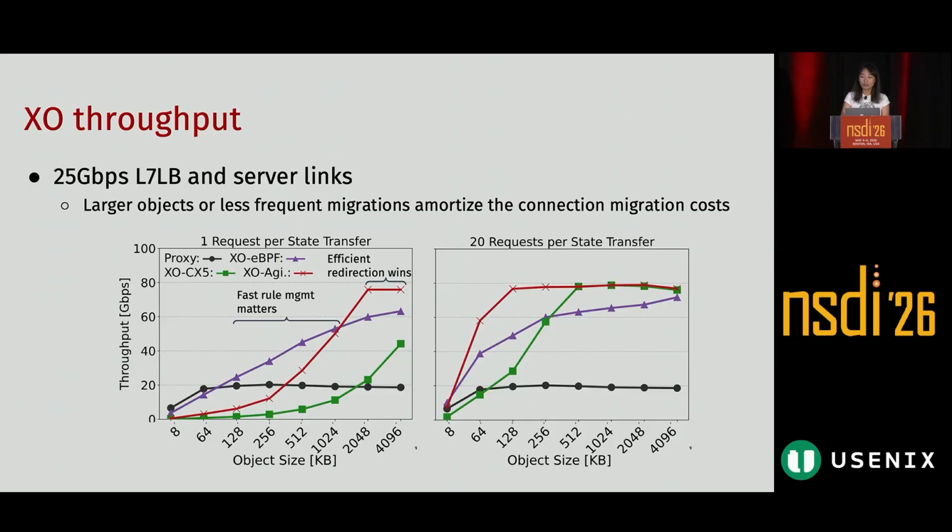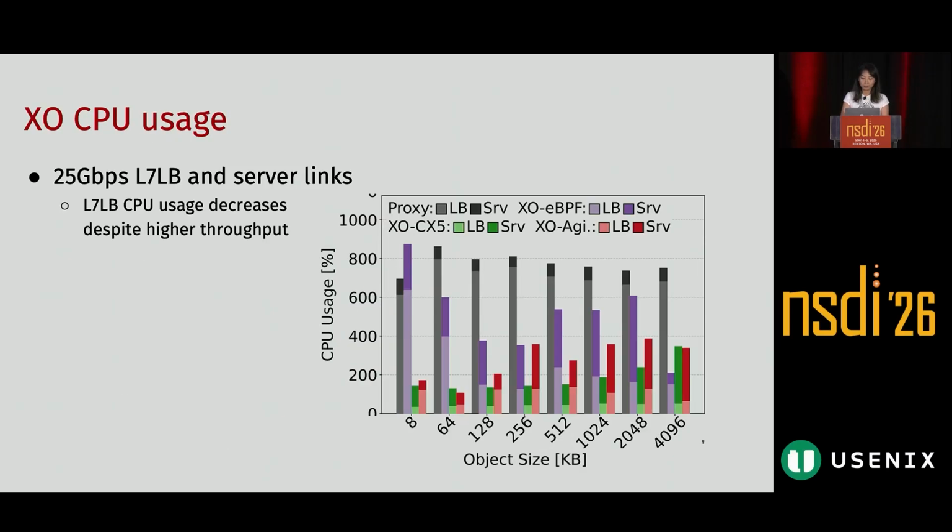Taking a look at the red graph, where state transfer is less frequent, here we do the state transfer every 20 requests. We can see the hybrid methods outperform the proxy with smaller objects. We also start to see the hardware-based packet redirection benefit with smaller objects.